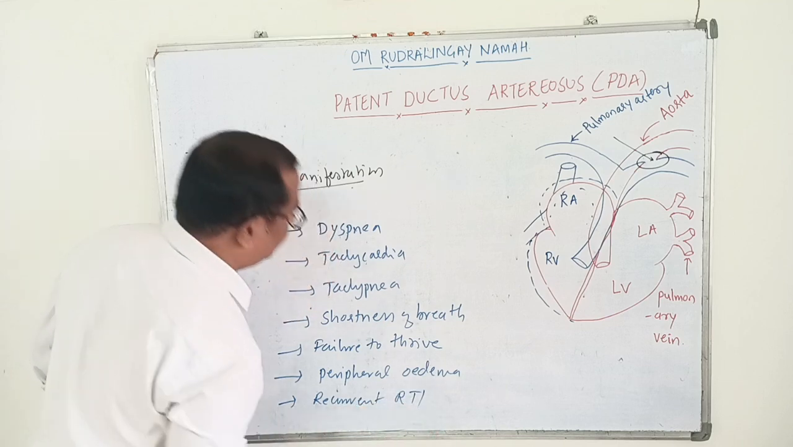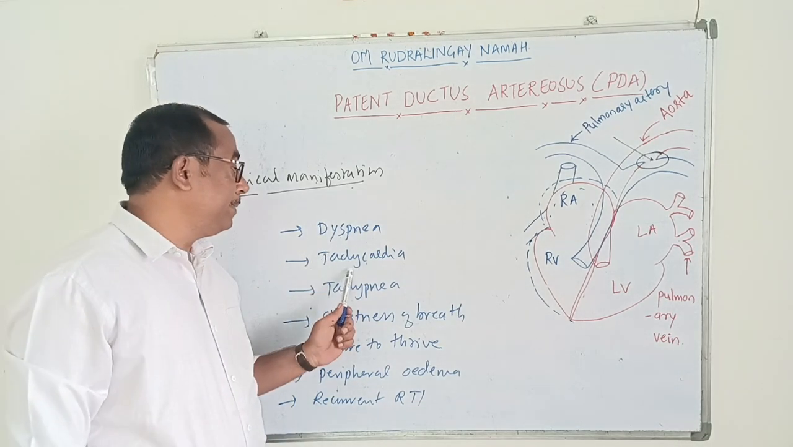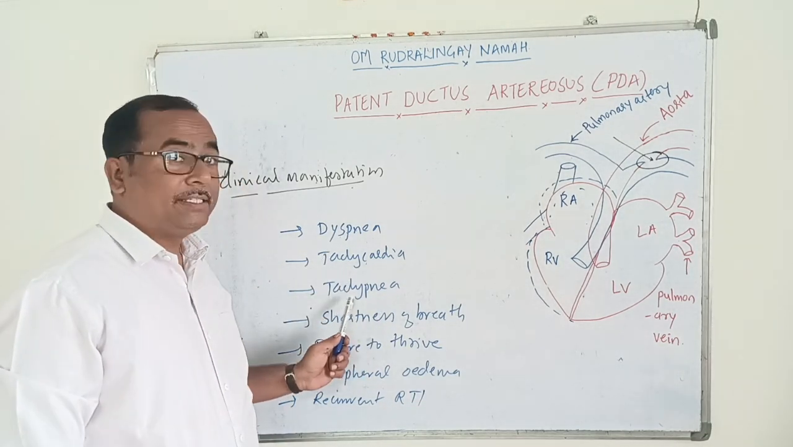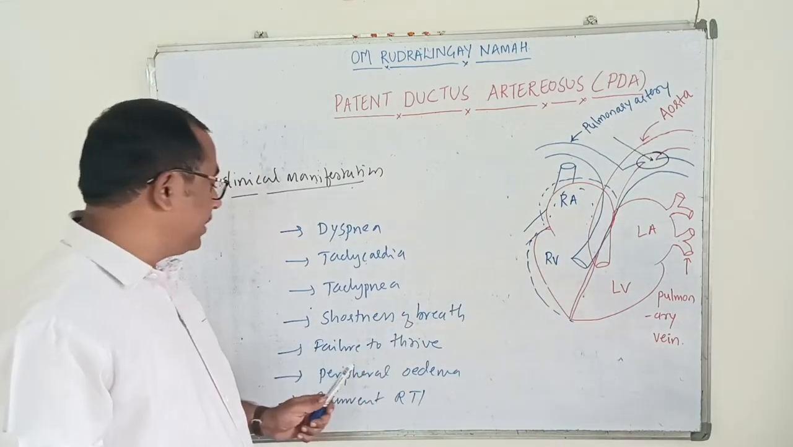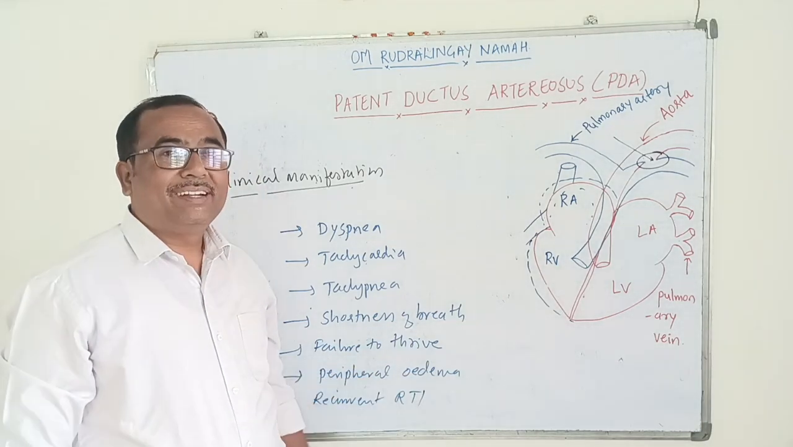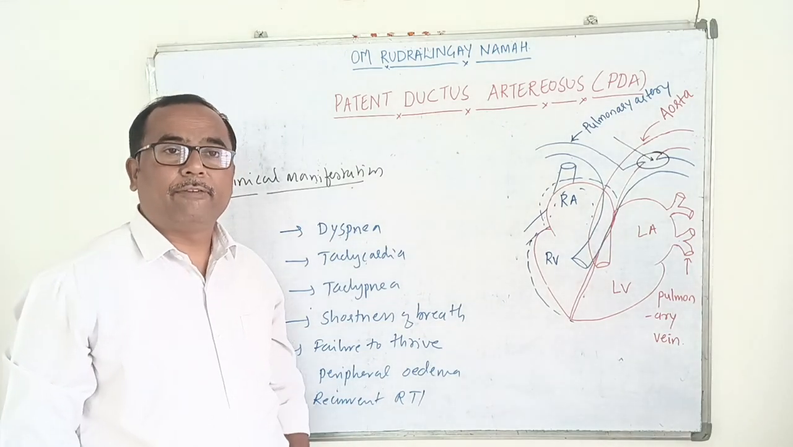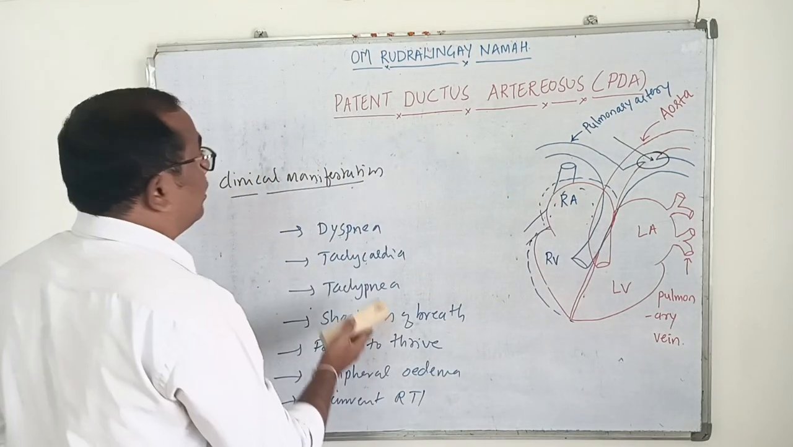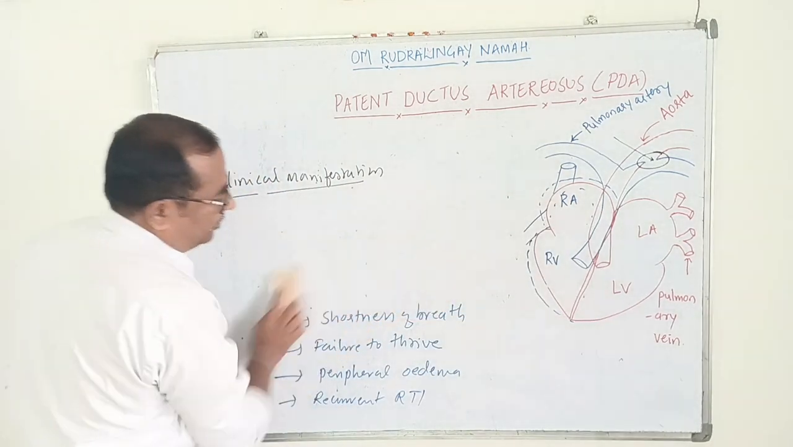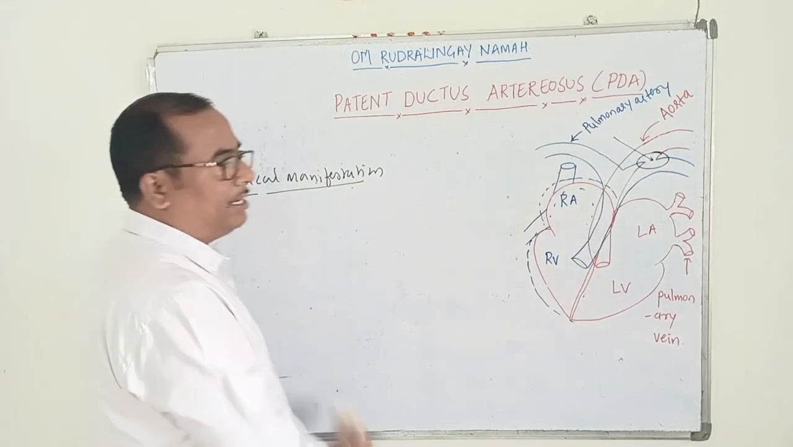So dyspnea is nothing but difficulty in breathing, tachycardia is increased heart rate, tachypnea is increased respiration rate, and shortness of breath is because of pulmonary edema. Then failure to thrive is because of decreased peripheral tissue perfusion, and recurrent respiratory tract infections. So these are the clinical manifestations of patent ductus arteriosus. The clinical manifestations are almost the same as ASD and VSD.